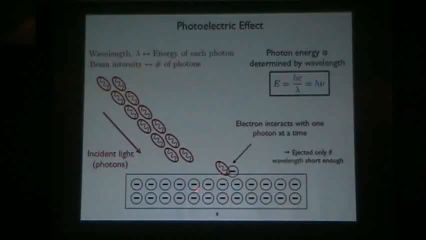How do I say this? Different materials require different energy to knock the electron out. So if I change the material, it will take light of a different wavelength to knock the electron out. By changing the wavelength of the light, I'm changing the energy in the photon. I just want to talk about the energy in a photon. So there are two questions. What is the energy in the photon? And then how much energy does it take to eject an electron?